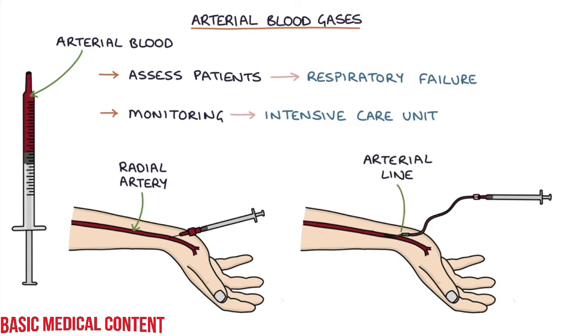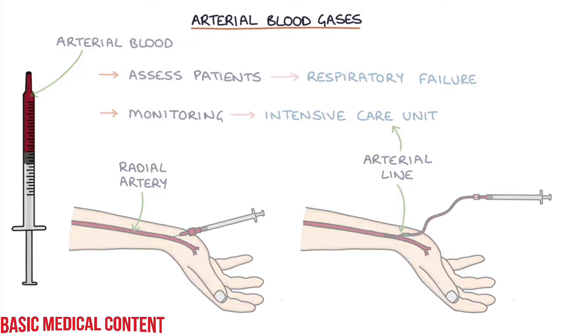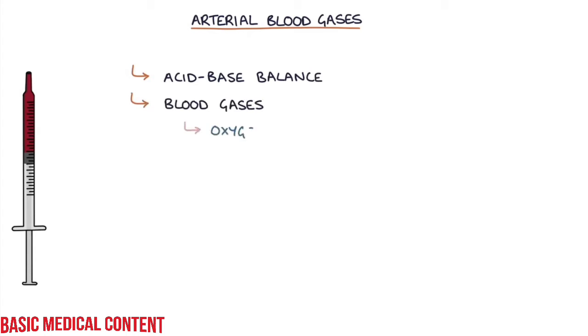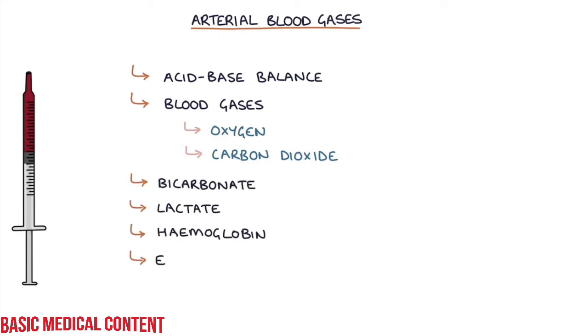Arterial lines make it very easy to obtain an arterial blood sample, and arterial lines are very common in the intensive care unit. ABGs give useful information about the acid-base balance, the blood gases, for example the oxygen and carbon dioxide in the blood, the bicarbonate, the lactate, the hemoglobin, and the electrolytes.